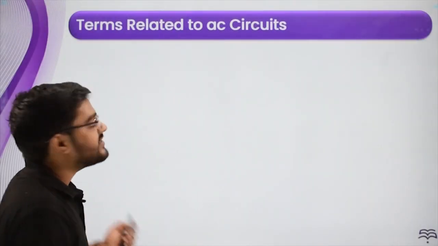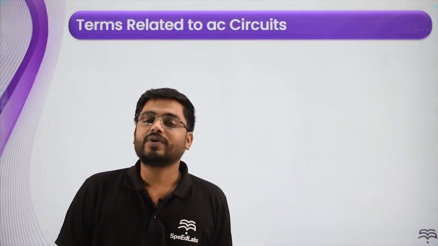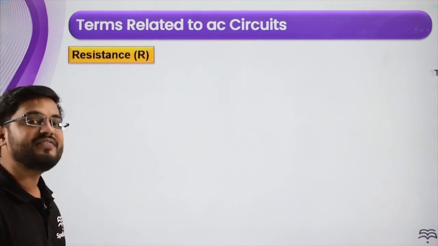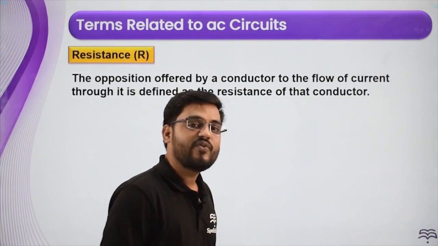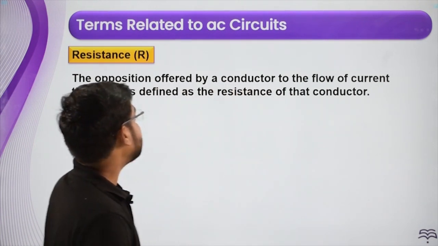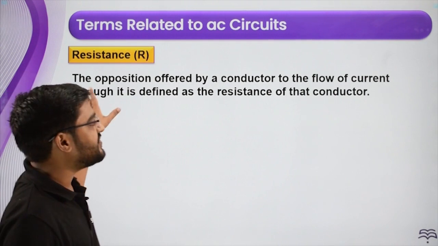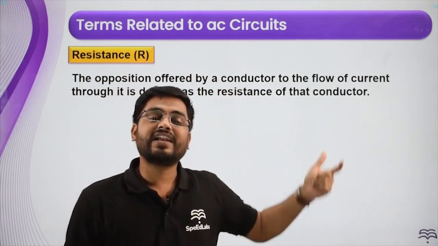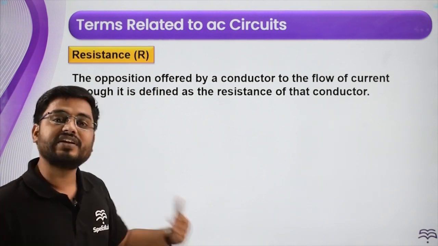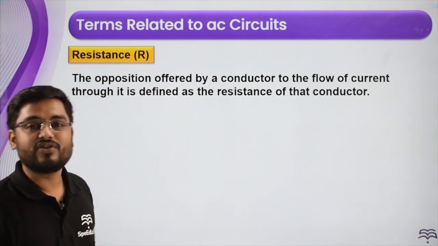Now let us discuss some terms related to an AC circuit. So the first term is resistance. We are already familiar with the term resistance. What is resistance? It is basically the opposition which is offered to the flow of electrons by a conductor. Whatever a conductor is offering to oppose the flow is called the resistance.